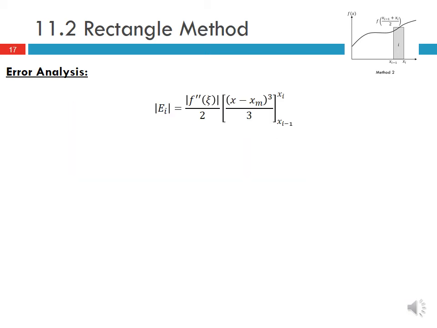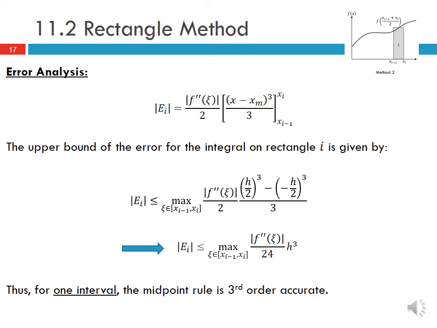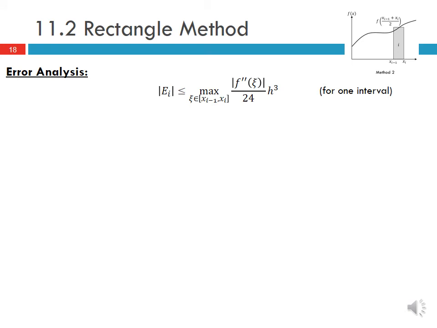And that's just rewriting that. If that's our expression for our error, then the upper bound of the error for the integral on rectangle I is given by the absolute value of ei is less than or equal to the max of c in our interval of f double prime c over 2 times h over 2 cubed minus negative h over 2 cubed, all divided by 3. We can simplify that down, and we see that it is related to h cubed over 24. So for one interval, the midpoint rule is third order accurate.